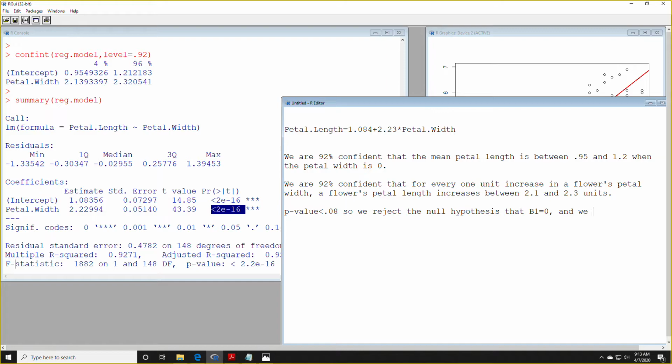So we reject the null hypothesis that beta 1 is equal to 0. And we have evidence that x, petal width, is useful in predicting petal length, which is y.